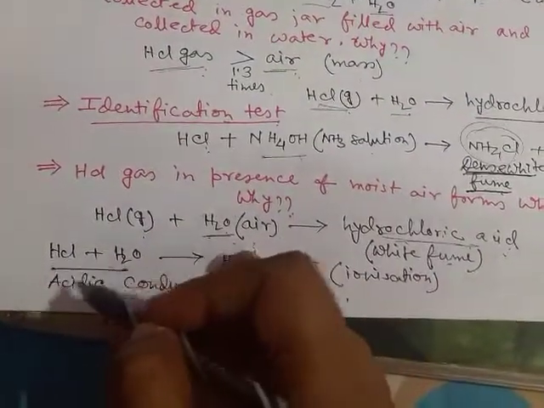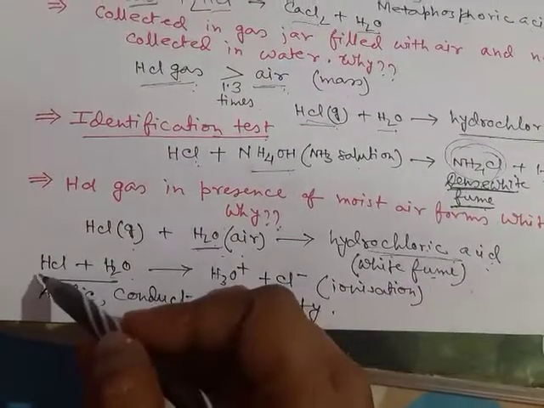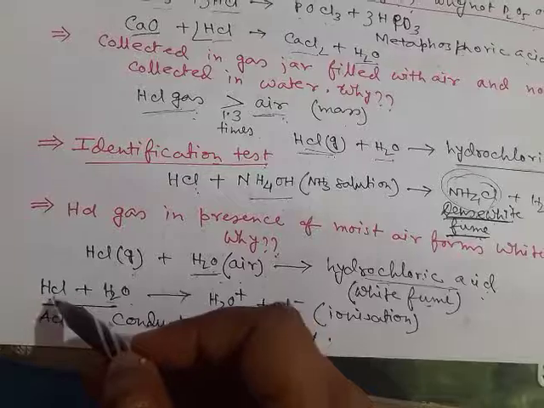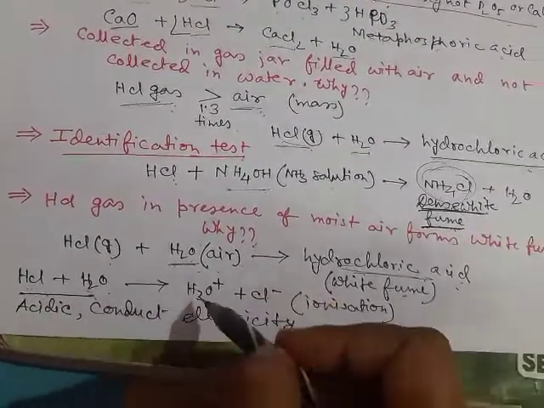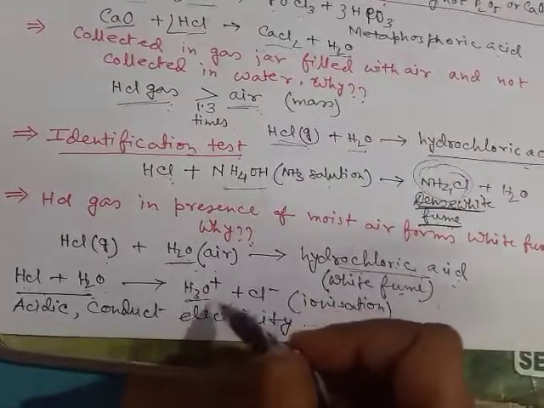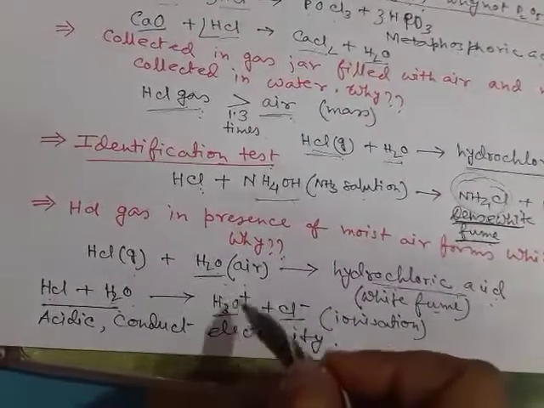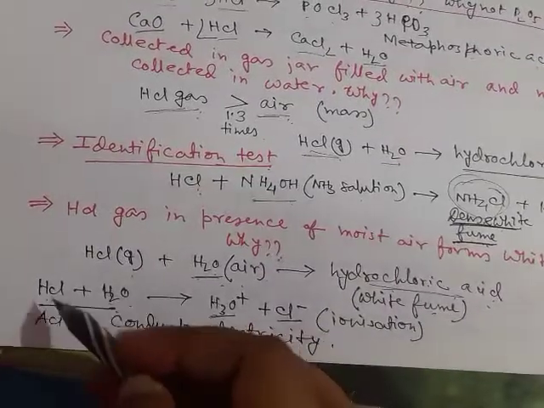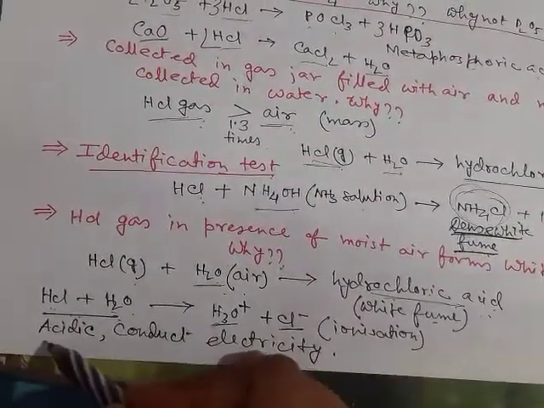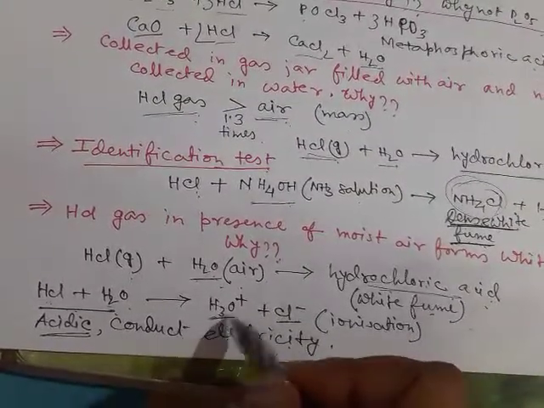Now HCl is highly soluble in water and there will be ionization of HCl. We know HCl is a covalent molecule, but it is a polar covalent molecule. So when it is dissolved in water, ionization takes place and H3O+ hydronium ions and chloride ions are formed. As H+ ions are formed in the solution, the water solution of HCl, that is hydrochloric acid, is acidic, and this solution conducts electricity due to formation of separate ions.